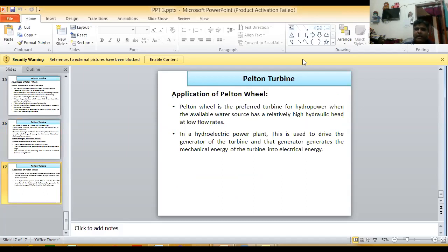And application of Pelton wheel. This is the last point. Pelton wheel is the preferred turbine for hydropower when the available water source has a relatively high hydraulic head at low flow rates. In a hydroelectric power plant, this is used to drive the generator of the turbine, and the generator converts the mechanical energy of the turbine into electrical energy.